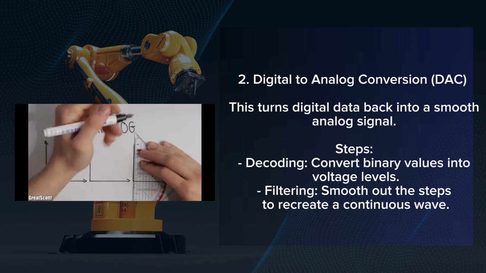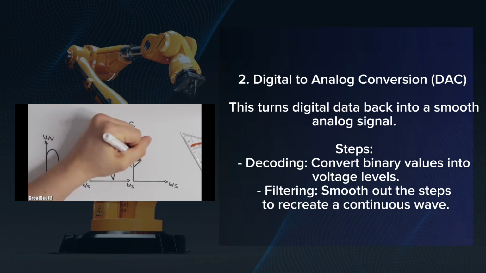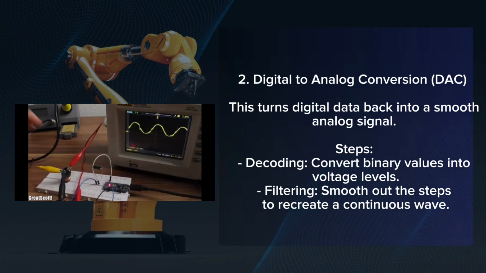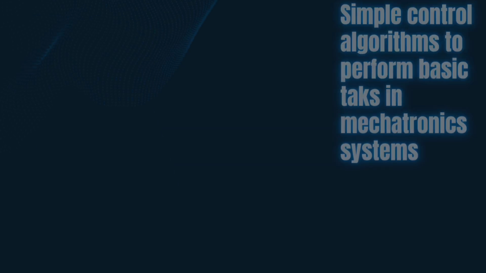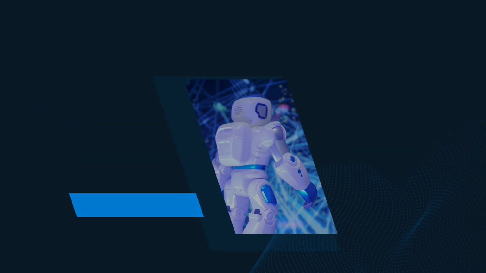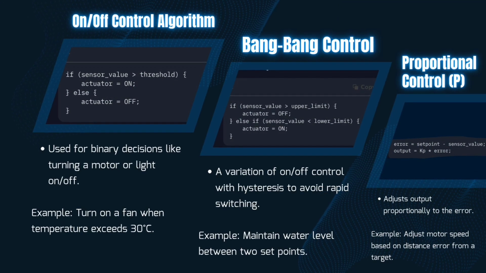Digital to analog conversion or DAC. This turns digital data back into a smooth analog signal. The steps are decoding and filtering. And here's a set of simple control algorithms commonly used to perform basic tasks in mechatronic systems.